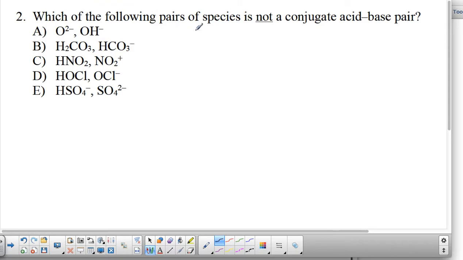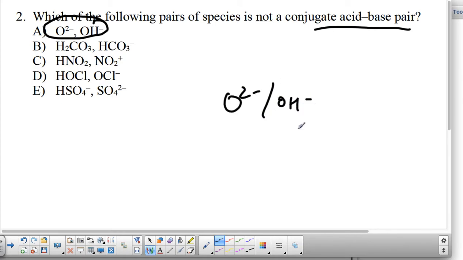Number 2, which of the following pairs of species is not a conjugate acid-base pair? The definition of a conjugate acid-base pair means there's only a single H difference. So for example here, if I have OH2 minus and OH minus 1, or O2 minus and OH minus 1, the only difference is a single H. That's the only difference. So that is a conjugate acid-base pair.